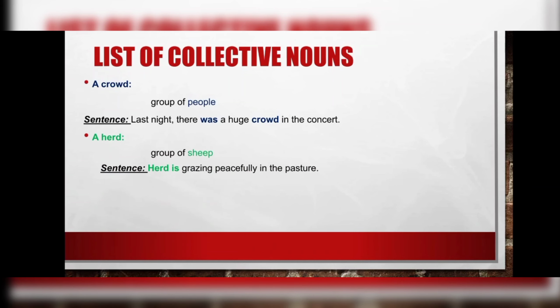Similarly, here is a herd. It is a group of sheep. The herd is grazing peacefully in the pasture.